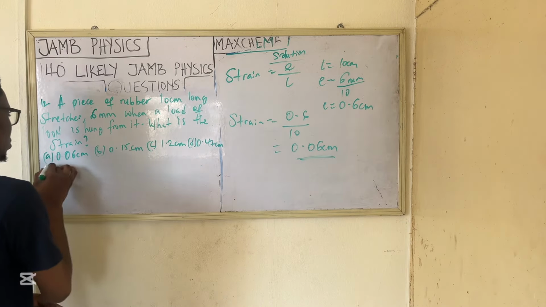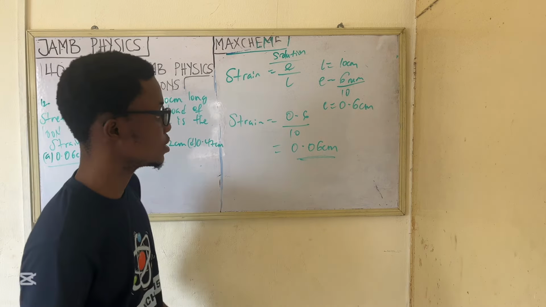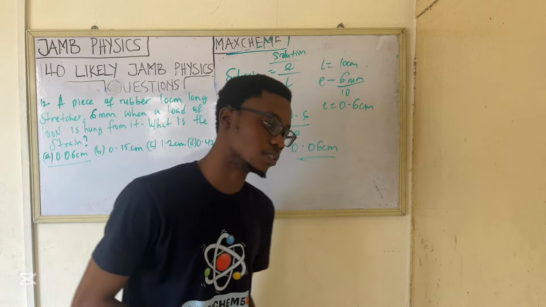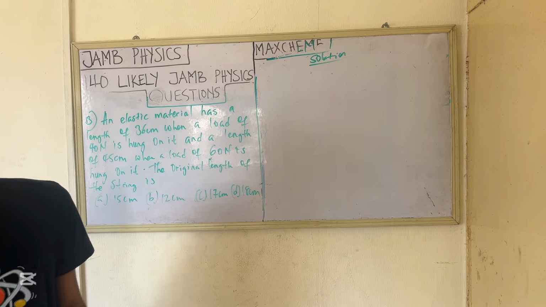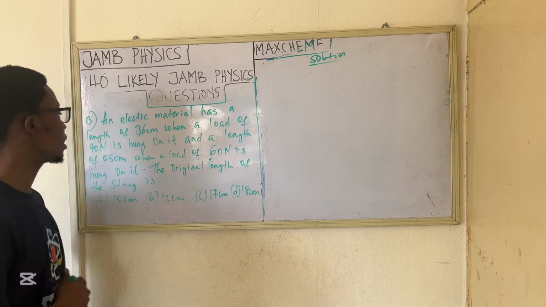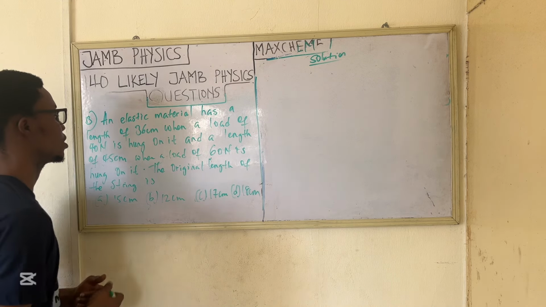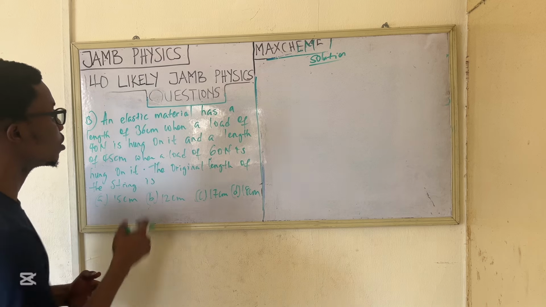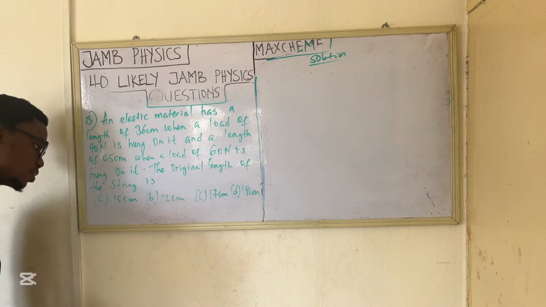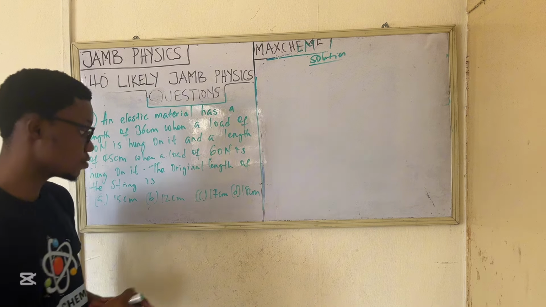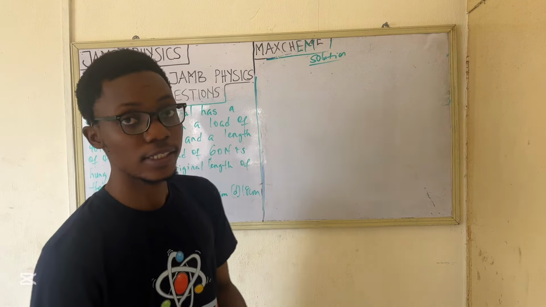So that's option A, 0.06. That is for tensile strain, which is extension over length. Question 13. An elastic material has a length of 36 centimeter when a load of 40 Newton is hung on it, and a length of 45 centimeter when a load of 60 Newton is hung on it. The original length of the string is A 15 centimeter, B 12 centimeter, C 17 centimeter, D 18 centimeter.